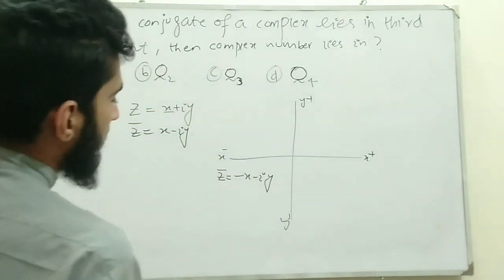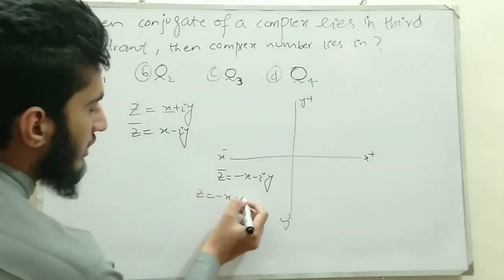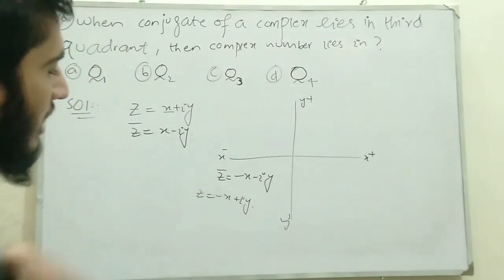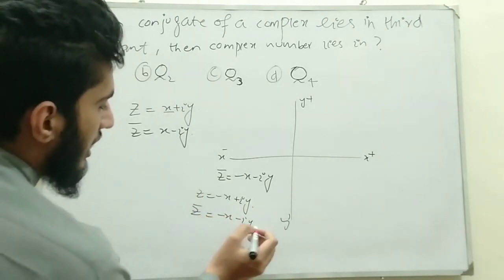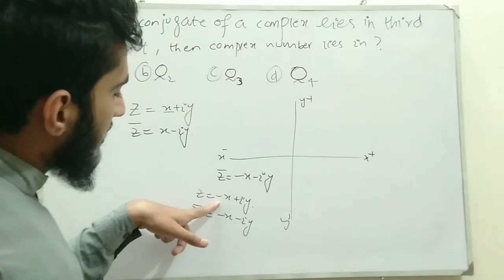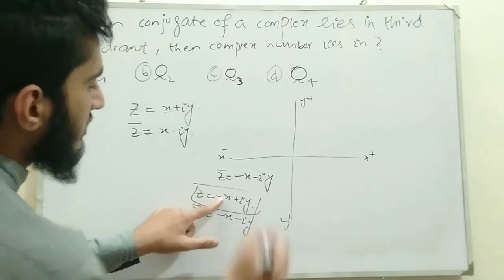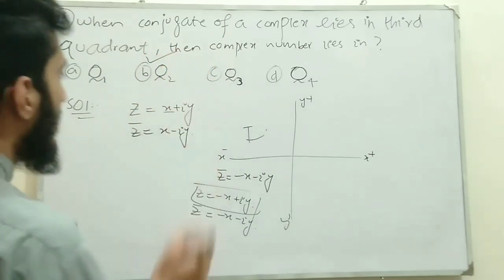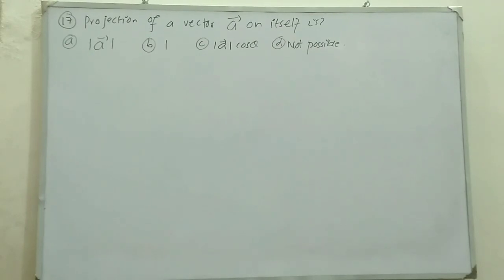So the complex number will be minus x plus iota y. Why? Because if we take the conjugate of this complex number, again it will give us z bar is equal to minus x minus iota y. So the iota sign changes in the complex number, and the real sign again stays the same. So this is our complex number. Here the x-axis value is negative and the y-axis value is positive, so the complex number will lie in the second quadrant. So the correct option for MCQ number 16 is option number B. Now move toward MCQ number 17.